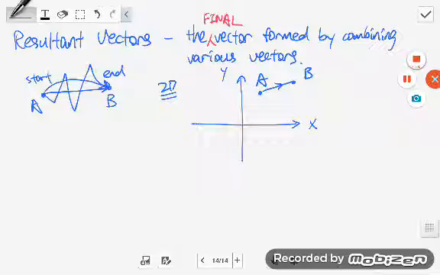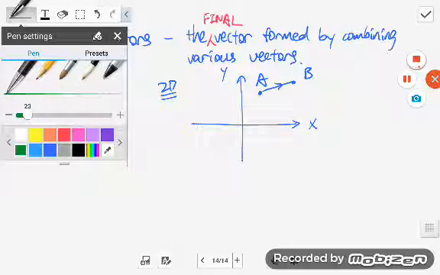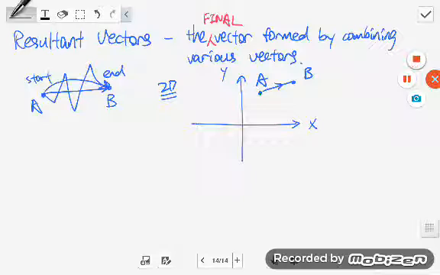So this is the concept, right? The concept of resultant vector is this: I want to get from point A to point B. So what I can do is get from point A to my origin first, right? This is my point A to origin, which is my AO.